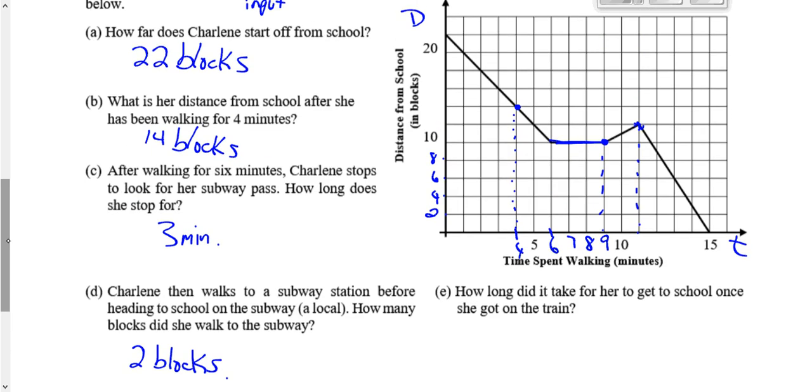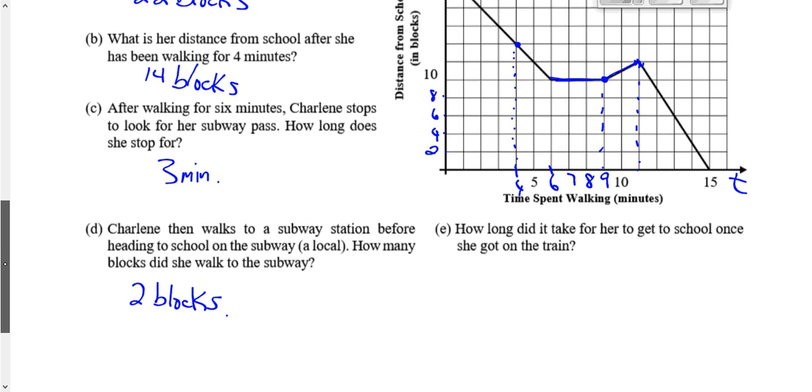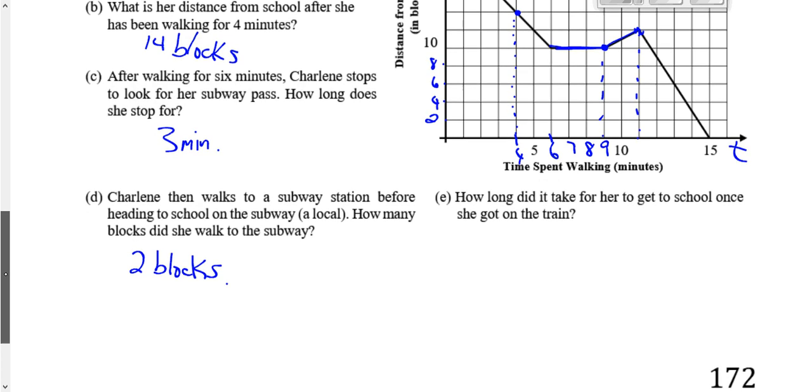After she stands for 3 minutes, she then walks to the subway. So this is after standing for 3 minutes, then she walks to the subway. It takes her 4 minutes to get to school. Is that at 10? That's at 11. I'm sorry, I just read it over here. That's at 11 minutes. So it took her 2 minutes to walk to the subway from when she was just standing there.